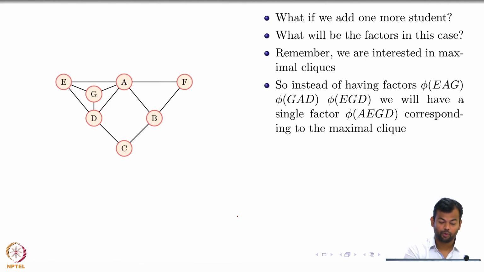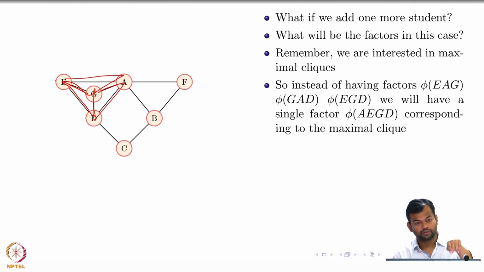Now the thing that I wanted you to understand is that I did not choose to take each of these as separate factors, right? There are three-sided cliques inside that one four-sided clique, right? I did not choose to take them independently because I was interested in maximal cliques. Okay, so every maximal clique in the graph, I'm going to make it a factor.